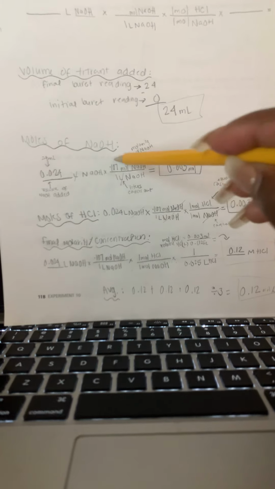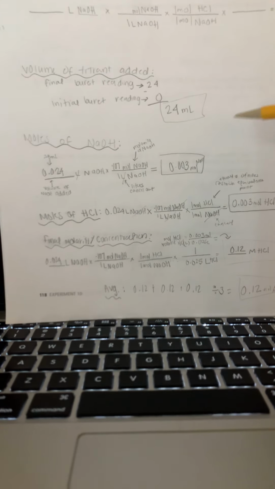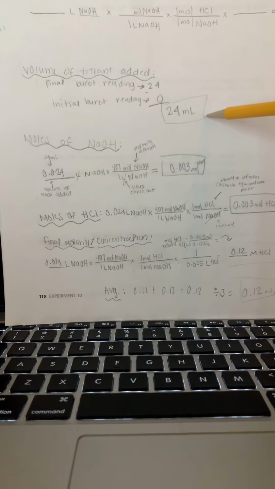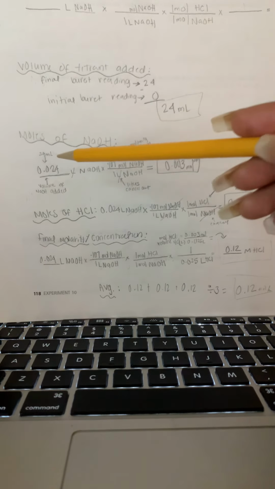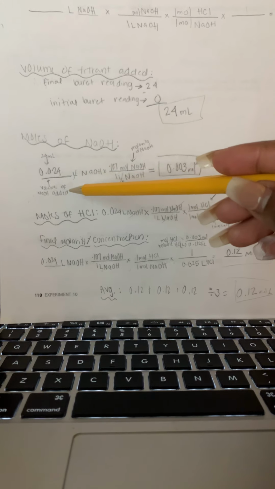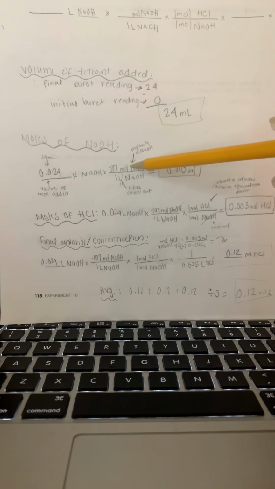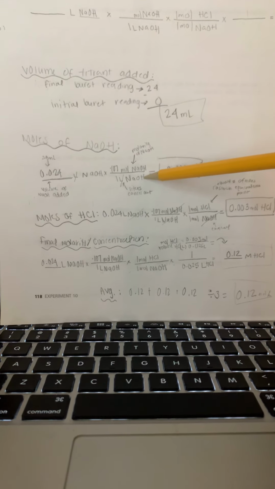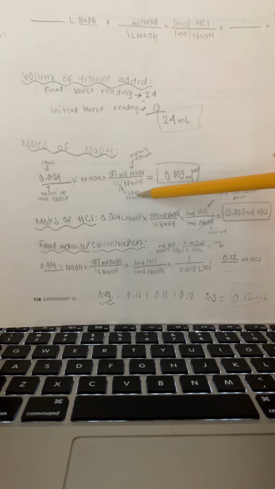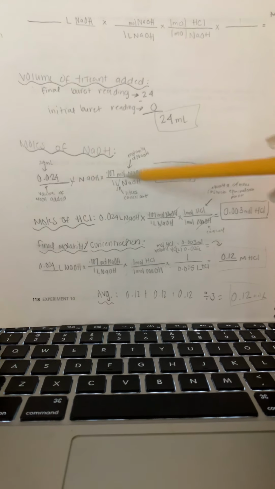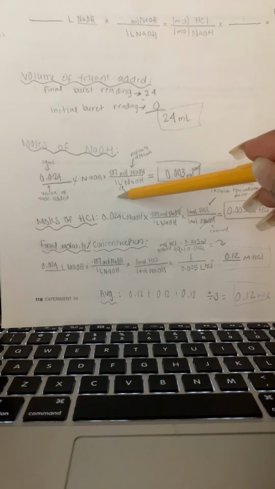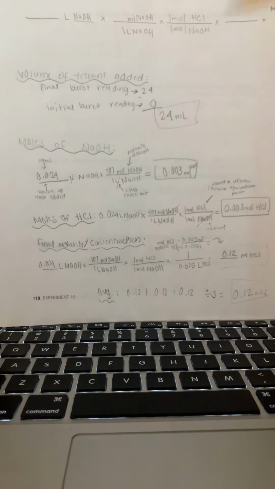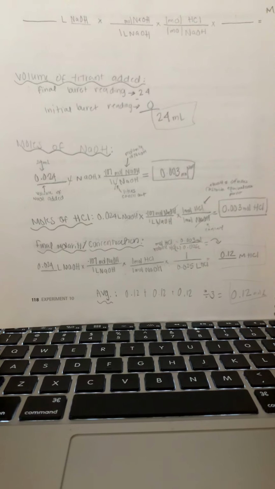So now to calculate the moles of sodium hydroxide, what we did was take the 24 milliliters and convert it to liters, and what we got was 0.024 liters. And then we multiplied it by the molarity of sodium hydroxide, which was 0.107 moles, and then divided by the 1 liter of the sodium hydroxide. As you can see, we canceled out the liters, so what we're left with is moles of sodium hydroxide, and it's 0.003 after we rounded it.